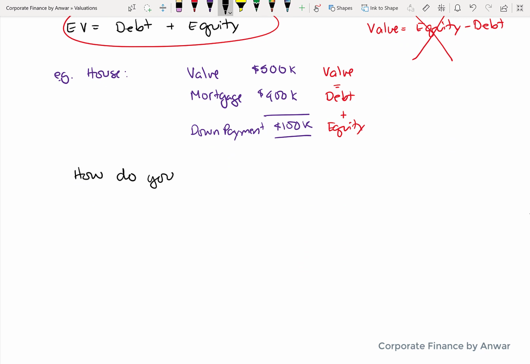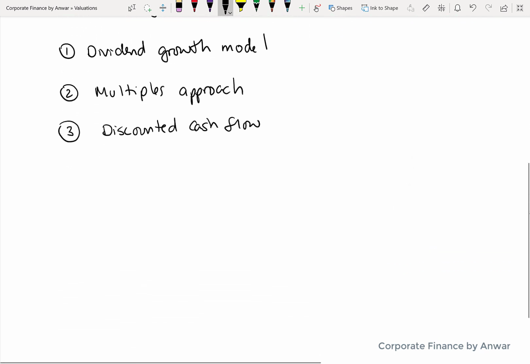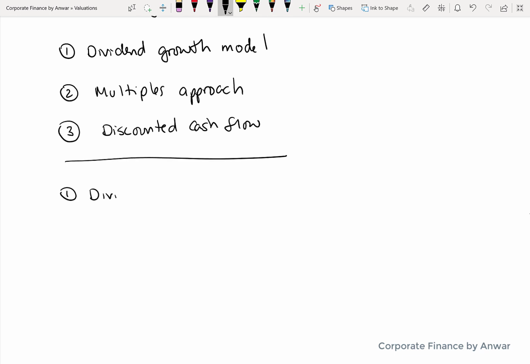So how do you calculate the enterprise value of a company? There are going to be subjective variables, but we're going to go over a couple of different models. One of them, commonly used partly because it's very simple, is called the dividend growth model. The second one that's often used is the multiples approach, which is also relatively straightforward to do. The third one is probably the most accurate, but it takes the longest to do. It's the discounted cash flow approach of valuation. I'm going to go through each one of them, and let's start with the dividend growth model first, since that's the easiest one to do, and it's one that you'll often see quoted for public companies.